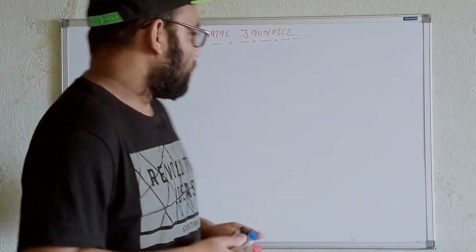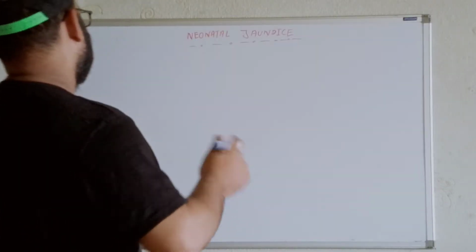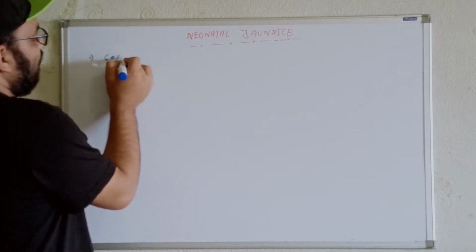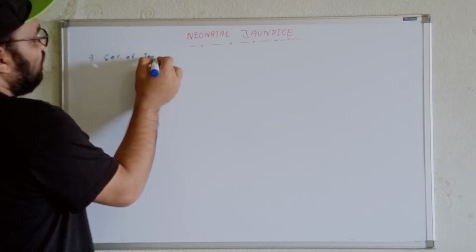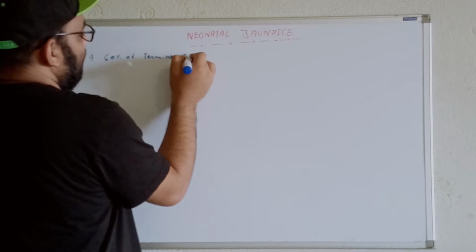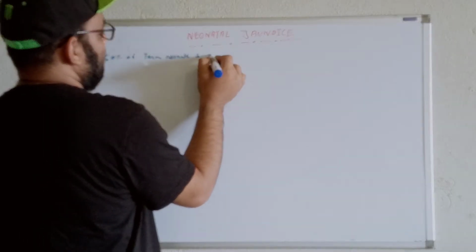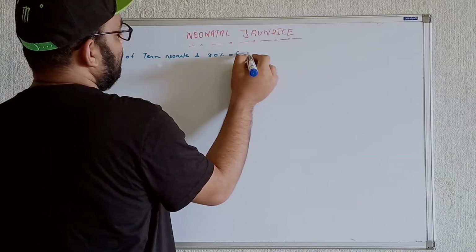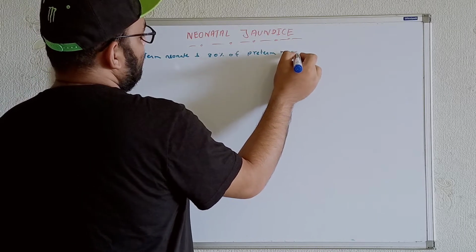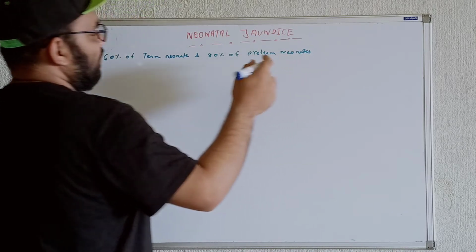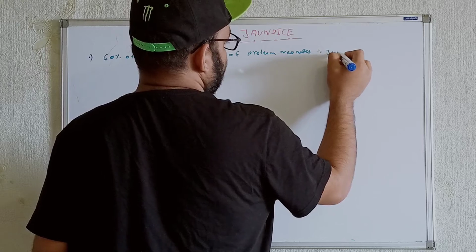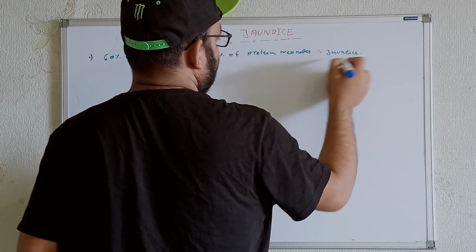Okay. So in these cases, we need to know some basic points: around 60% of term neonates and 80% of preterm neonates can develop jaundice. We can get the jaundice over here.